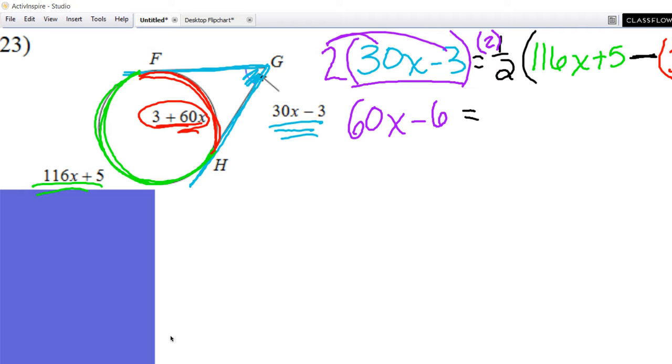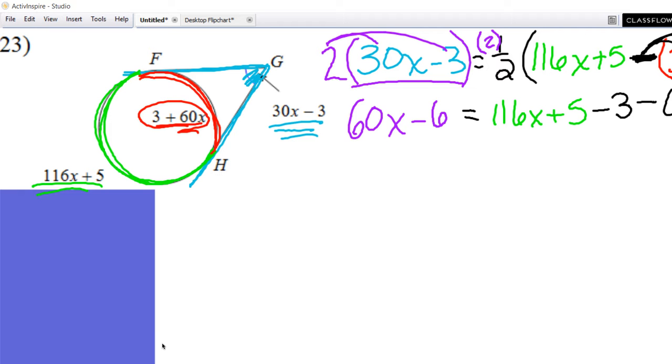On this side, I have 116x plus 5. Now, I have a negative outside the parentheses. That means the negative has to be distributed to both numbers. So I'm going to have a negative 3, but I'm also going to have a negative 60x. That's very, very important, because if not, we're going to get a wrong answer.